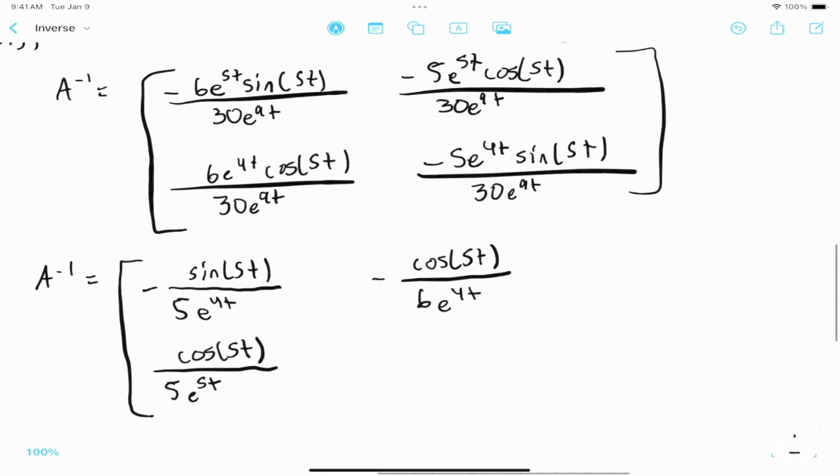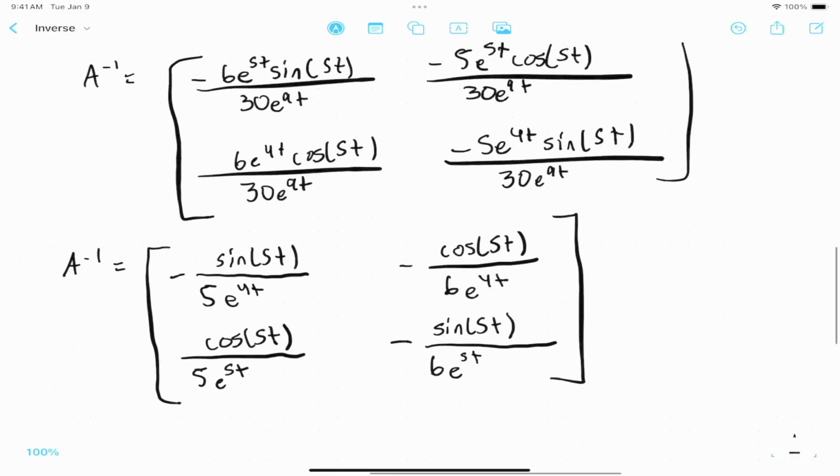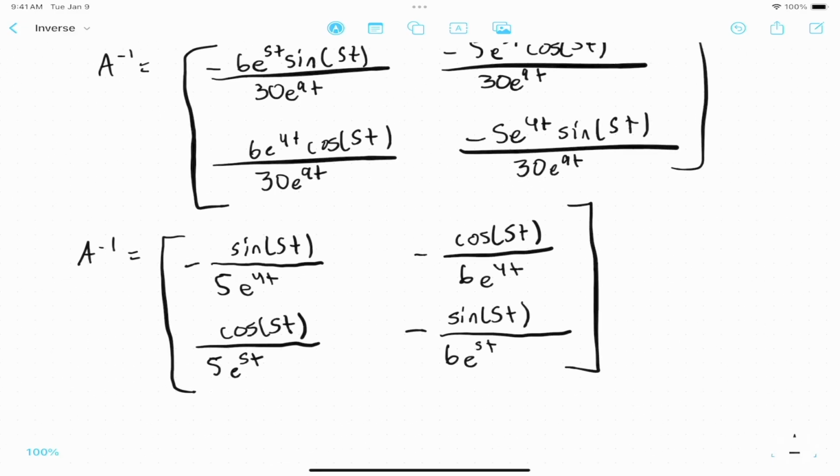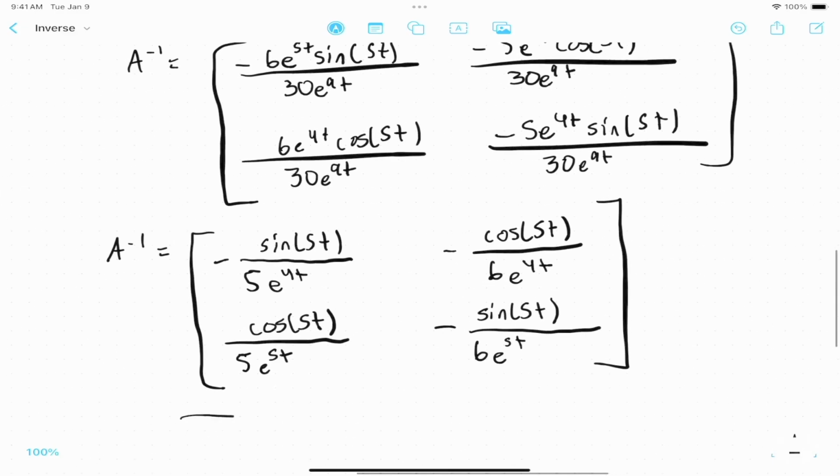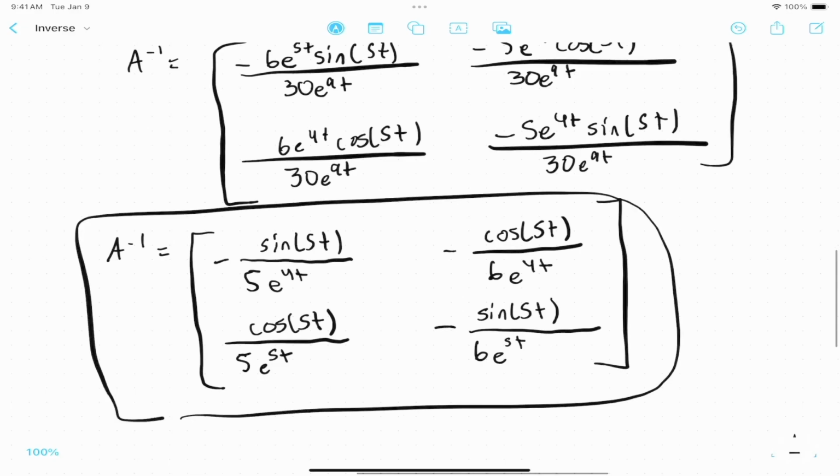Now this one, the last entry, negative 5 divided by 30 is negative 1/6. So I'm going to write 6 down. And 5t. And sine of 5t remains in the numerator. And this is our final answer for the inverse.